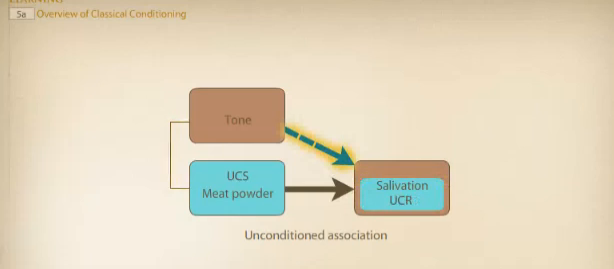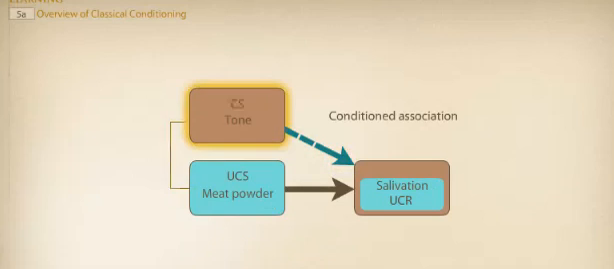In contrast, the link between the tone and salivation was established through conditioning or learning. It is therefore called a conditioned association. So the relationship between the tone and the salivation is conditioned. The relationship between the meat powder and the salivation is unconditioned. A conditioned stimulus, or CS, is a previously neutral stimulus that has, through conditioning, acquired the capacity to evoke a conditioned response. In Pavlov's experiments, the tone was the conditioned stimulus.